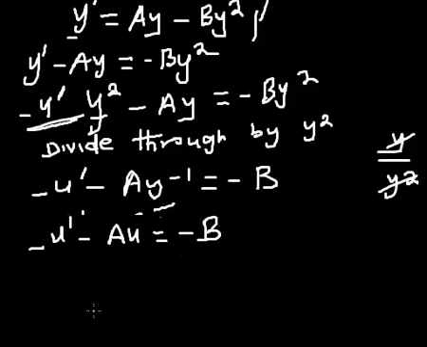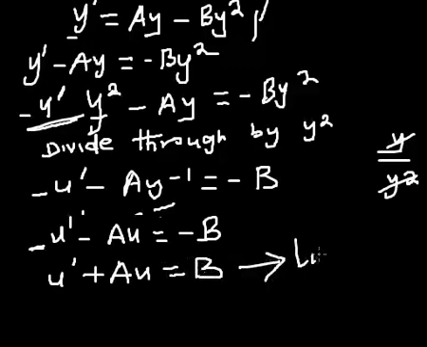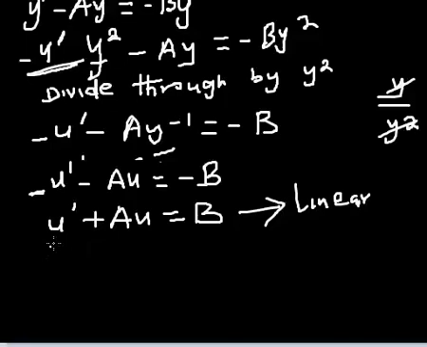Okay, so you know very well that everything here has minus. So if I use minus to multiply through, I will have u prime plus a u equals b. So as you can see now, this is linear. U being my derivative, a here being equivalent to p of x. My p of x is a, and of course my q of x becomes b.